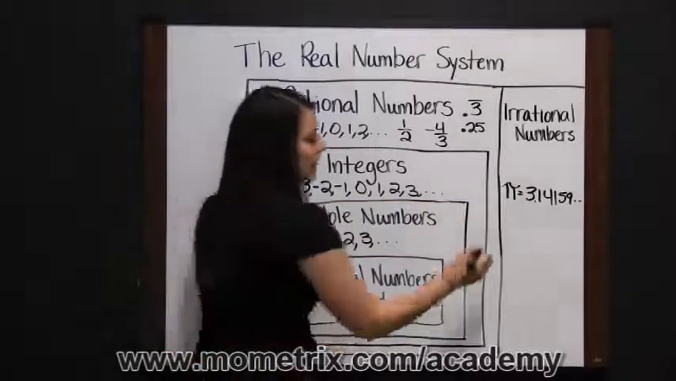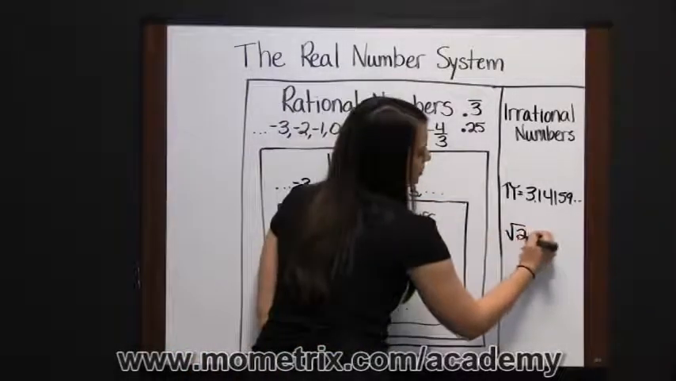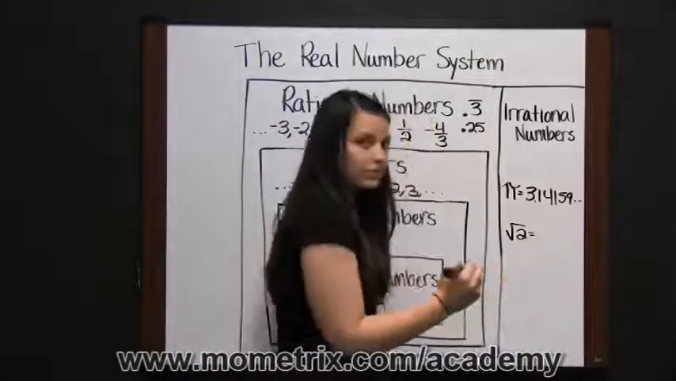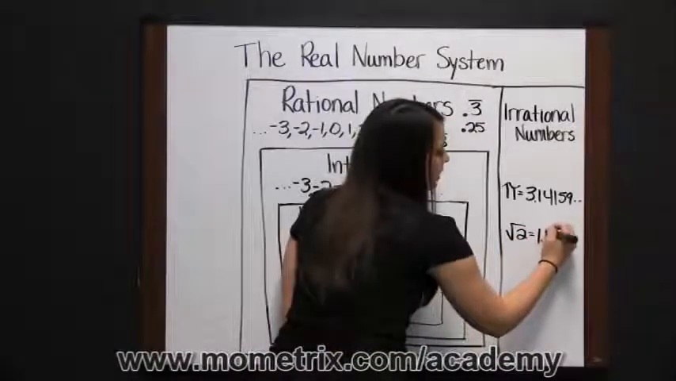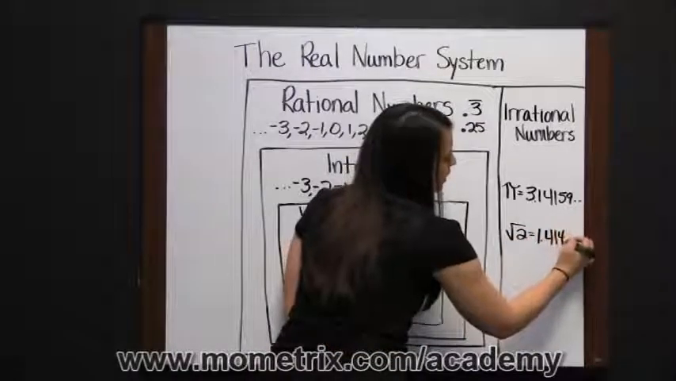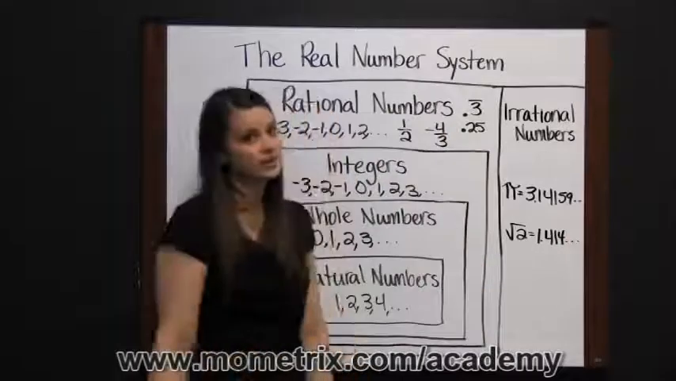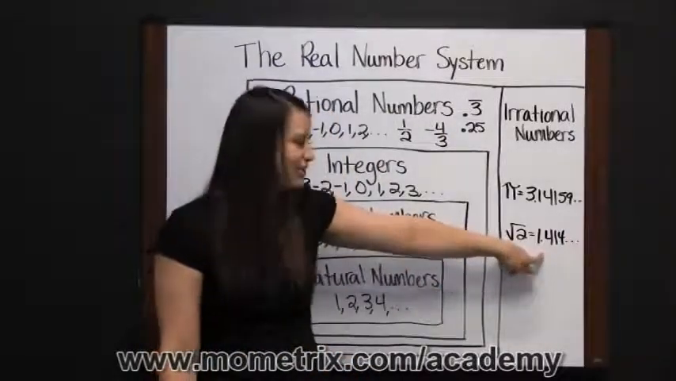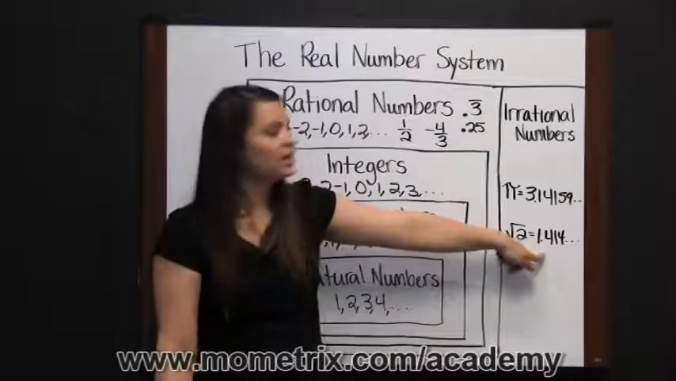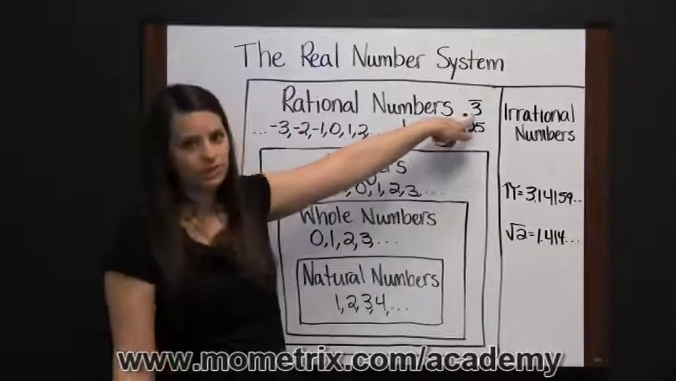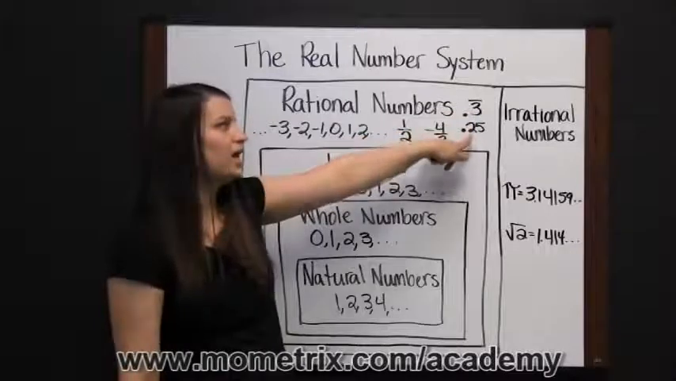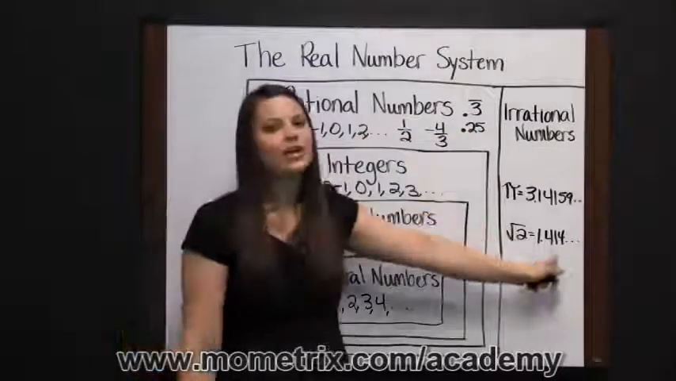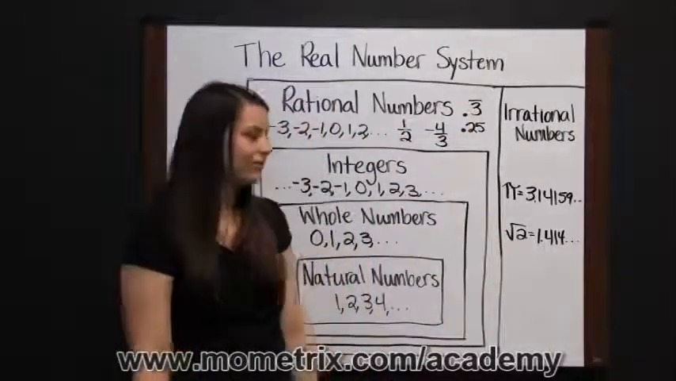Another example would be like the square root of 2. The square root of 2 is 1.414, etc., etc., etc. Again, it goes on forever, so it's not rational. It doesn't repeat like 0.333333, and it doesn't terminate. It never ends. It goes on forever.